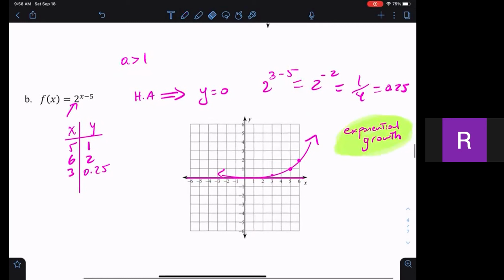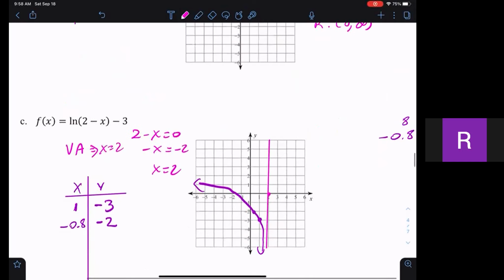Next. Oh, the domain and range. Domain is negative infinity to infinity. And the range is from 0 to infinity, not including 0, because that's the asymptote, right? Next.